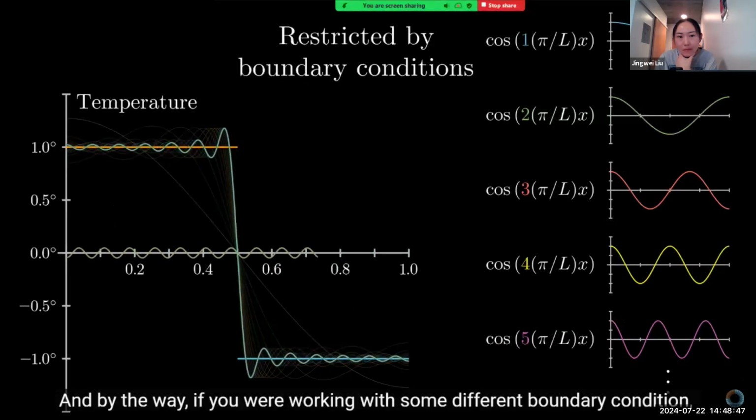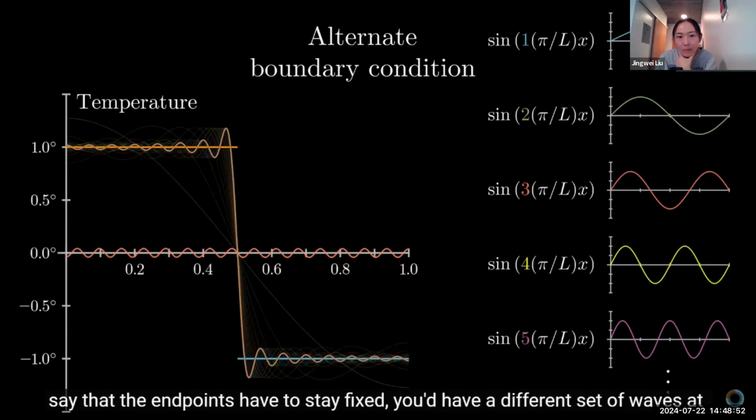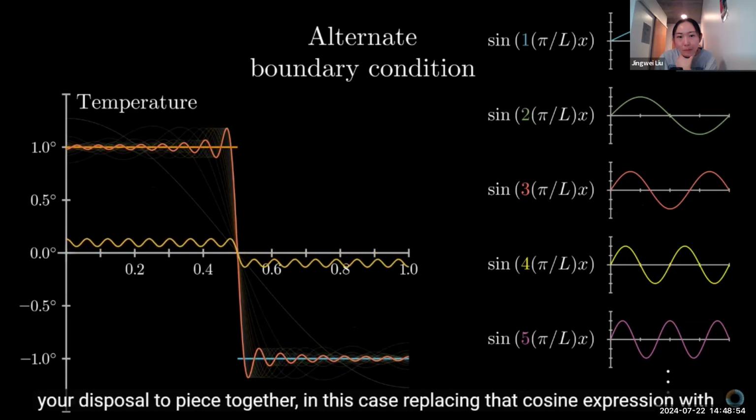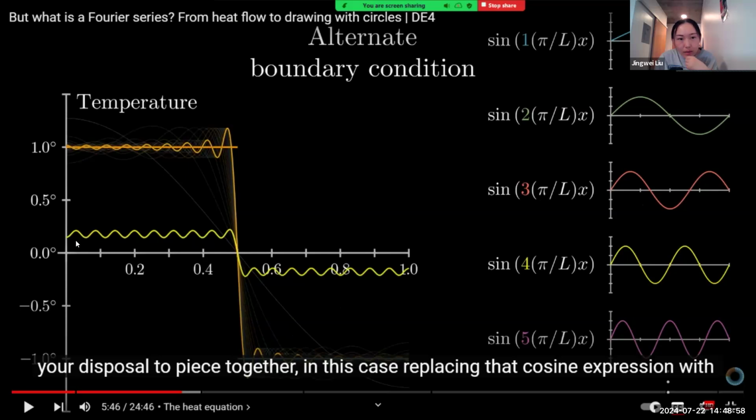And by the way, if you were working with some different boundary condition, say that the endpoints have to stay fixed, you'd have a different set of waves at your disposal to piece together. In this case, simply replacing that cosine. So you can see in this animation, every wave generated here, they all start from 0 and end with 0. So this is the boundary condition.